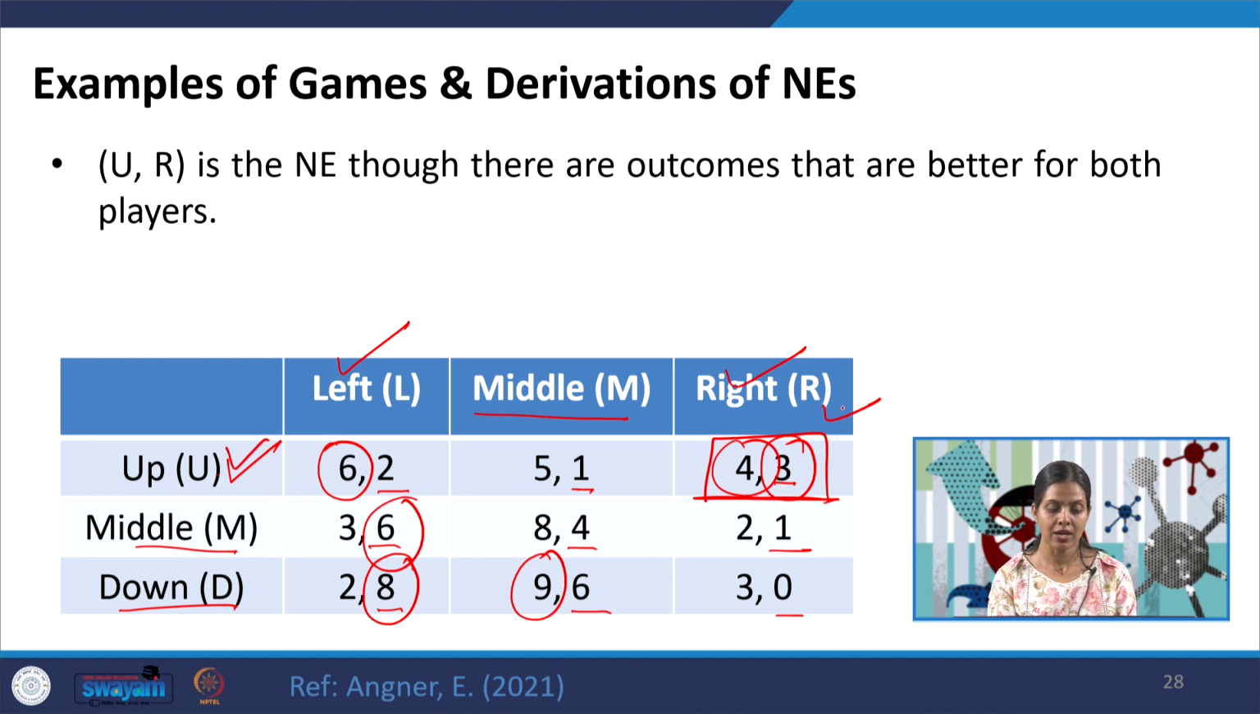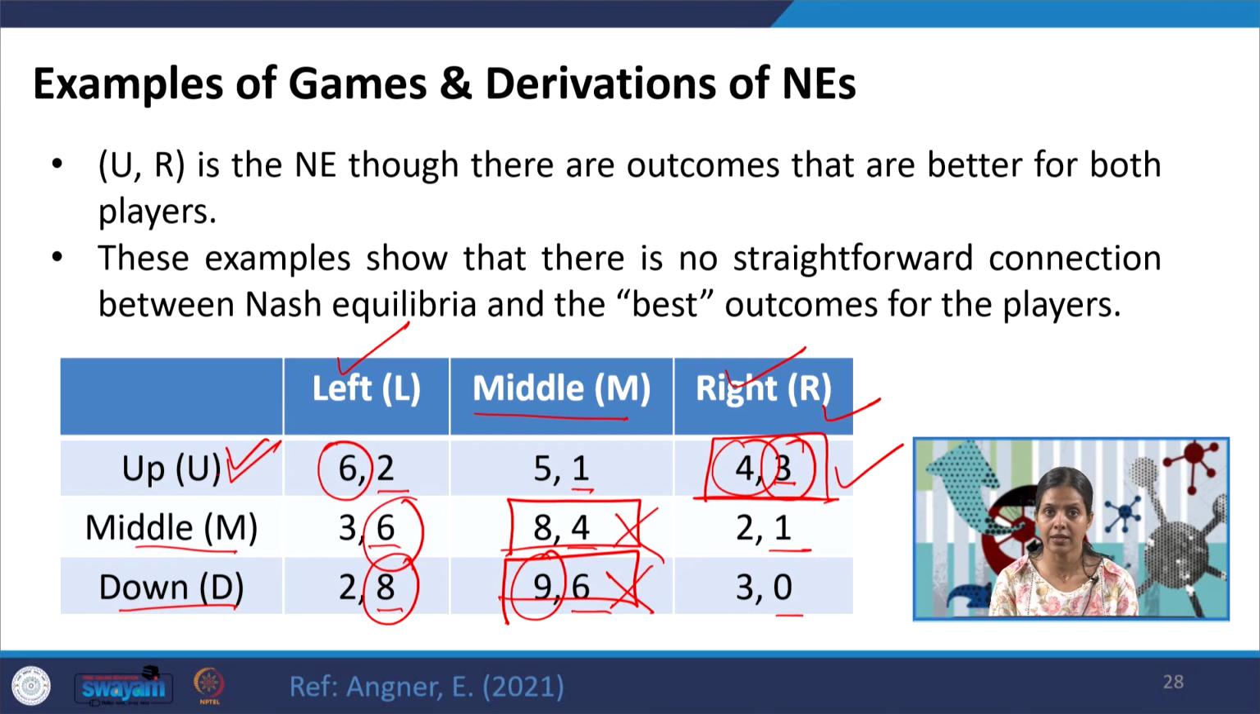So, UR is the Nash equilibrium, though there are outcomes that are better for both players. For example, MM is an outcome which is better for both players. DM is another outcome which again is better for both players. Still, UR is the Nash equilibrium and these are not Nash equilibria. These examples show that there is no straightforward connection between Nash equilibria and the best outcomes for the players.